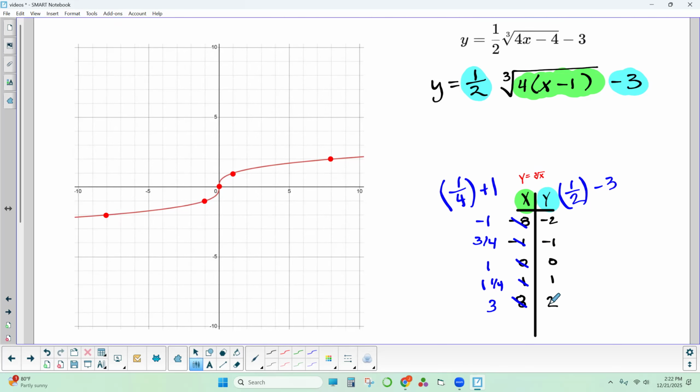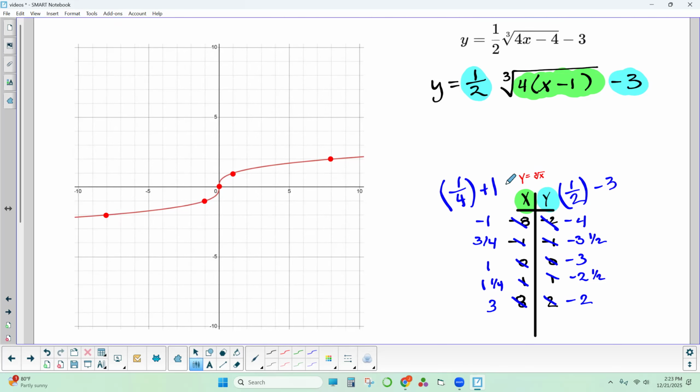And then with our y values, we're going to multiply by 1/2 and subtract 3. Let's run through and do that really quick. I get negative 4. Here I get negative 3 1/2. I get negative 3, negative 2 1/2, and -2.